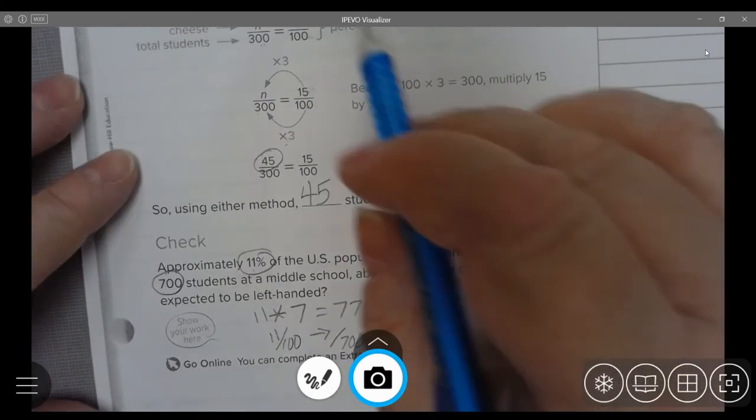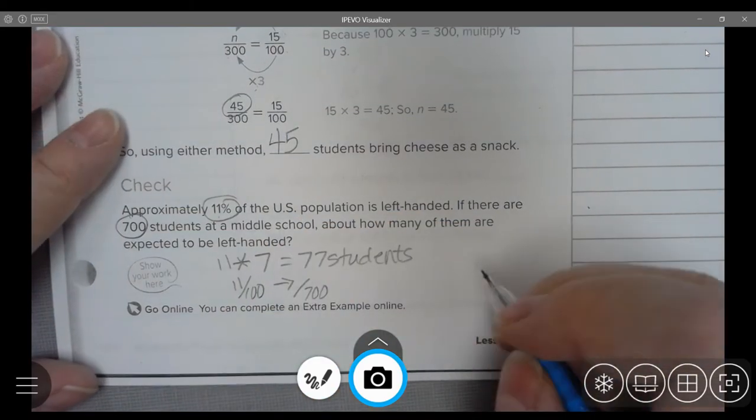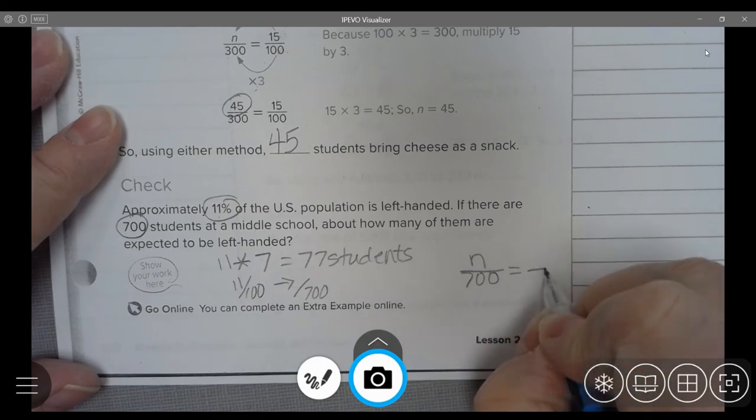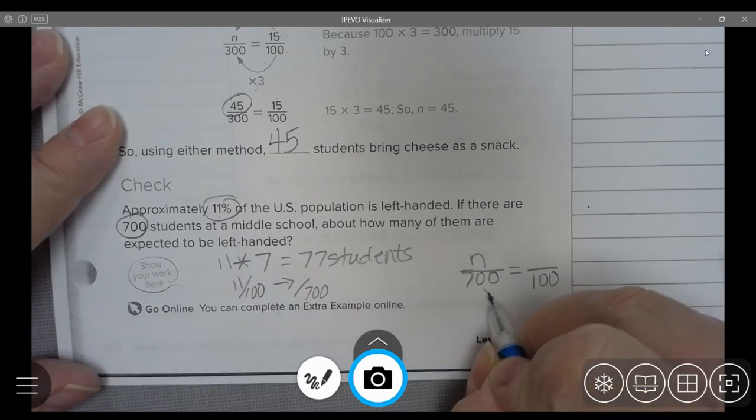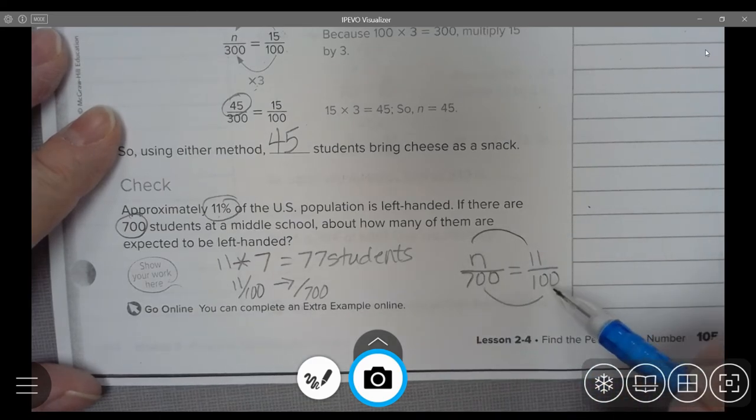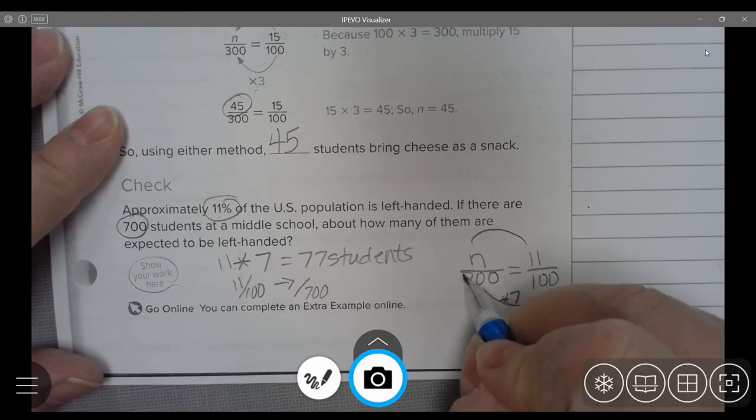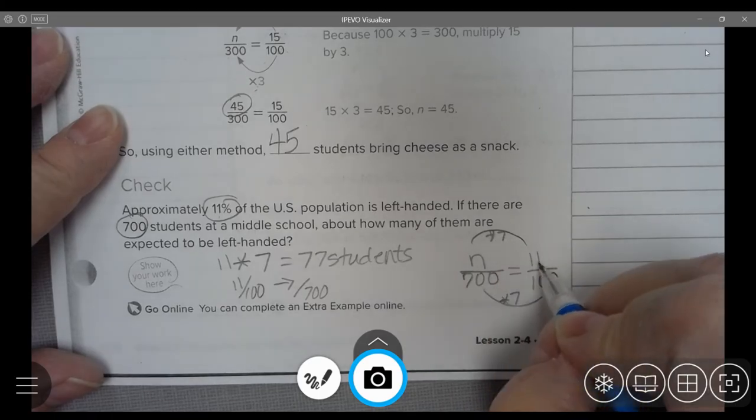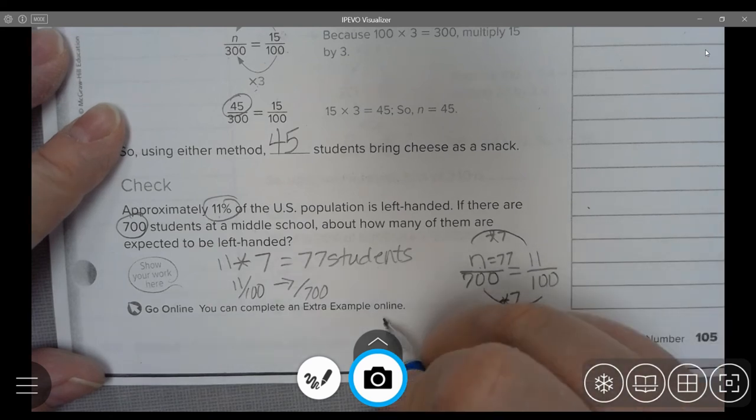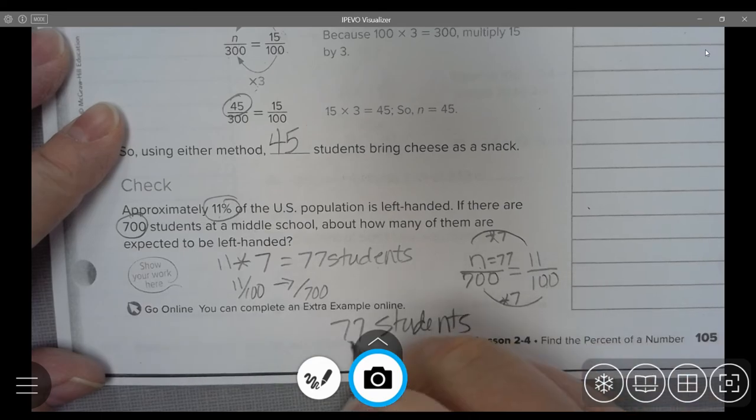The other method would be using the equivalent ratios. And we would set it up as we did up here. We would say there's 700 students. We don't know how many are left-handed, but we know 100% equals 700. And we know it's 11%, or 11 of the 100. So 100 times 7 equals 700. We would do the same thing here. 11 times 7 would equal 77. So 77 students are left-handed.